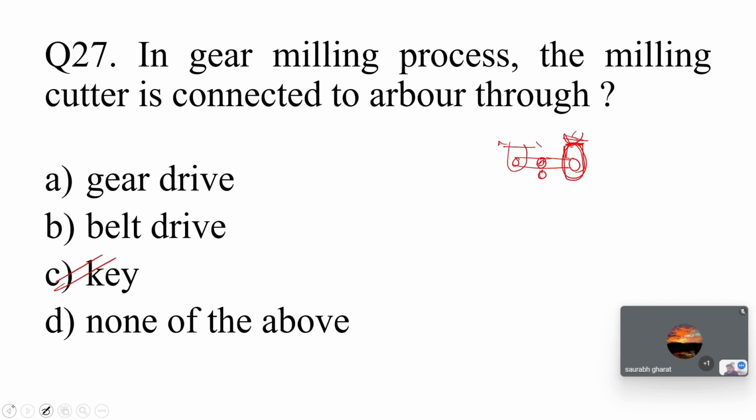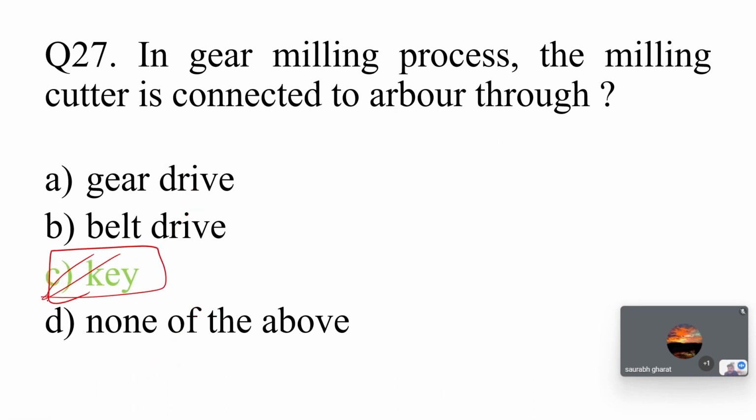While inserting that key, in case of dual gear, you might see that. And also in case of per gear, you see that in the actual slides. This is a key here. It is used to connect the arbor, the milling cutter, to the arbor. So gear drive and wheel drive is wrong. So key is the only correct answer.